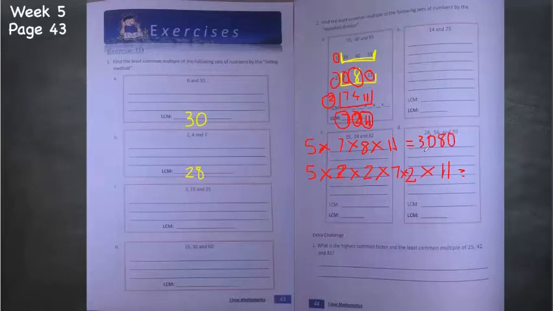3080. There we go. Now let's try the second one, see if it's the same. So 5 times 2 is 10, times 2 is 20, times 7 is 140, times 2 is 280, times 11 is 3080. It's the same. So you can do option 2 by yourself if you like, but you can also do option 1 if it's faster, if it's easier for you.